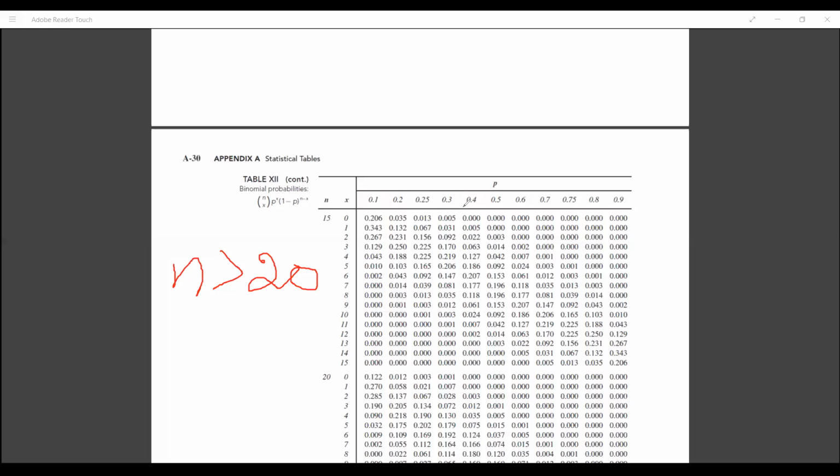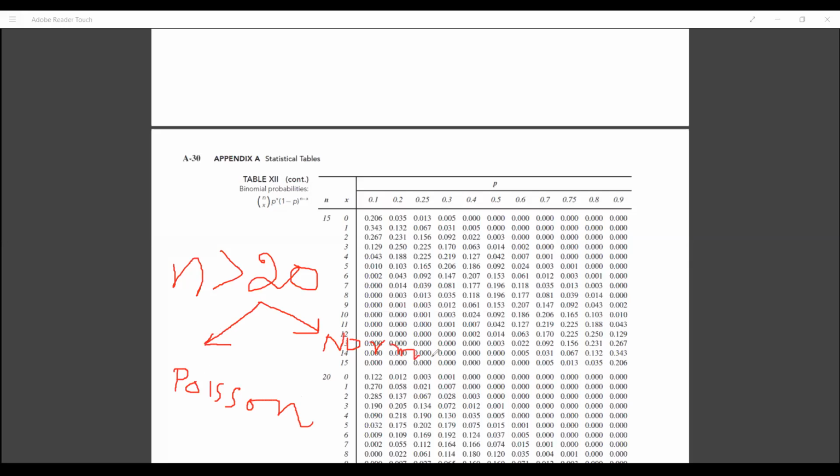The binomial table is available for values of n up to 20. If your value of n is greater than 20, we have two options. One of them is you can switch to the Poisson distribution, which is the next topic in my presentation, or you can move to the normal distribution if I am moving to the continuous distribution. The two options you have.